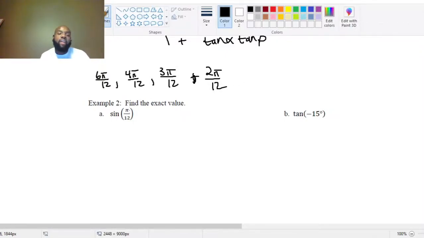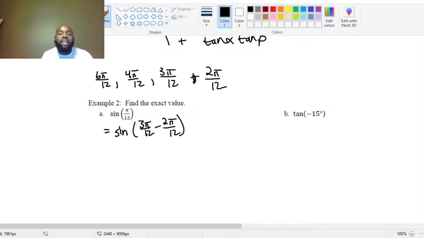And so if I want to find the sine of pi over 12, then what I could do is rewrite this as the sine of, okay, I can choose multiple ways to do here. I can do the 4 pi over 12 minus 3 pi over 12, or I can do the 3 pi over 12 minus 2 pi over 12. I'm going to choose the smaller numbers.